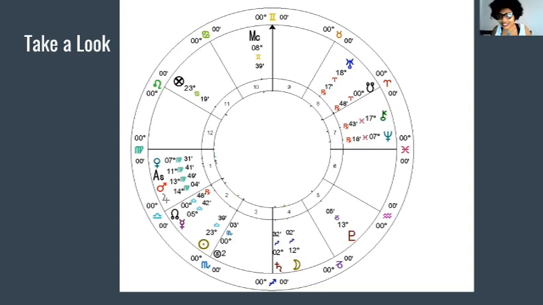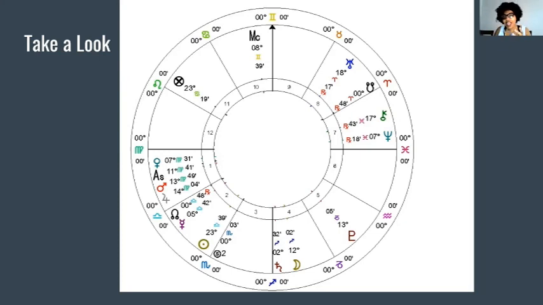So the first thing to do is to look at the ascendant, and right off the bat, it sticks out like a sore thumb. There is a lot, let me say that again, there is a lot going on with the ascendant in this chart. We've got the ascendant at 11 degrees Virgo. We also have Venus, Mars, and Jupiter also in Virgo, also conjunct the ascendant.